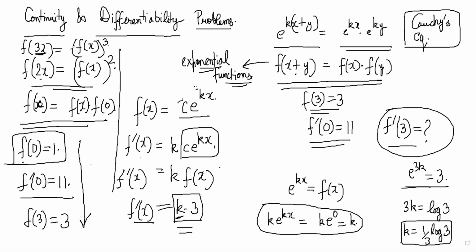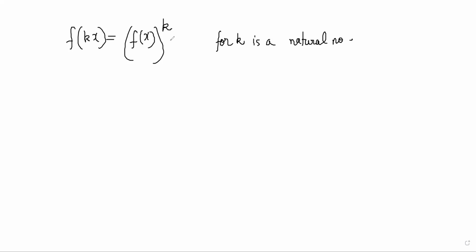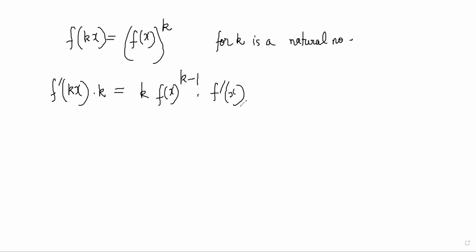One thing that we could try out is this. We have sort of proved that f of kx is equal to f of x to the power k, for k being a natural number. That is obvious that we can prove, right? Then differentiate both sides: f dash kx into k is equal to k times f of x to the power k minus 1 into f dash x, right?